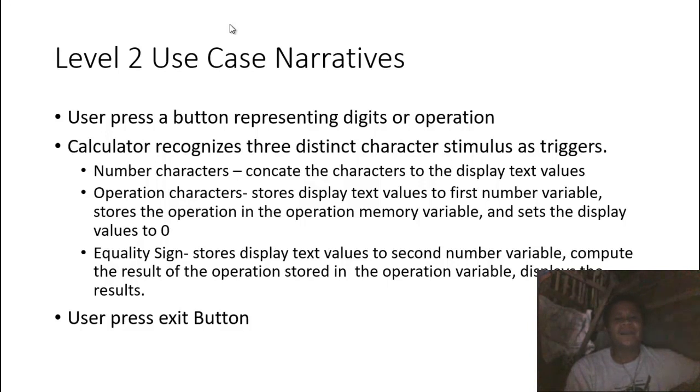When it is an equality sign, it stores display text values to the second number variable, computes the result of the operation stored in the operation variable, and displays the result. The user presses the exit button.